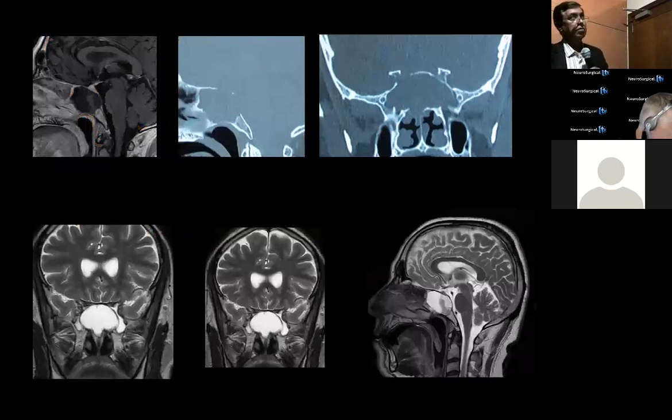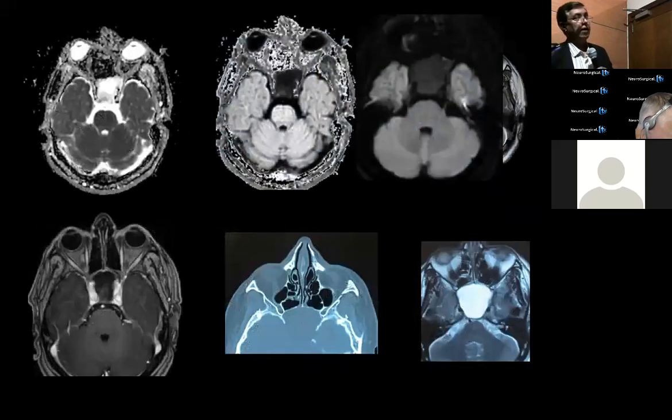So here you are, bony destruction. This is a patient of mine, a recent patient of mine. Look at the pituitary, how much it is involved. The sella is totally destroyed. This is T2. And you can see that there is suppression on ADC and the rest of it, as we mentioned.